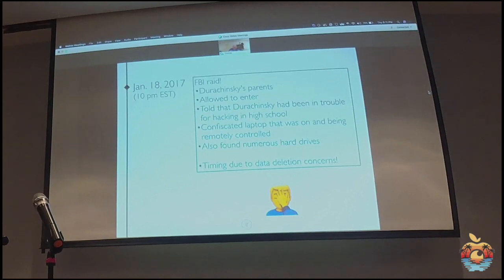So the FBI very quickly pulled the plug on the router to prevent any further activity, whatever was going on with the laptop, and they confiscated the laptop and a number of hard drives and other electronics. And they took that with them when they left.